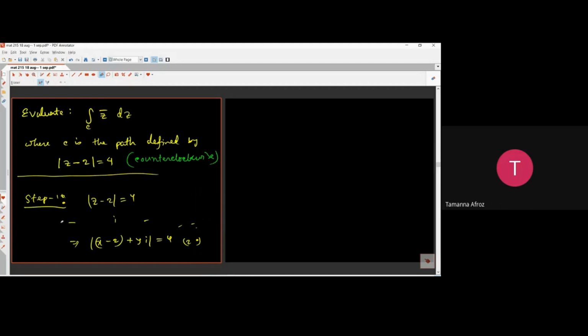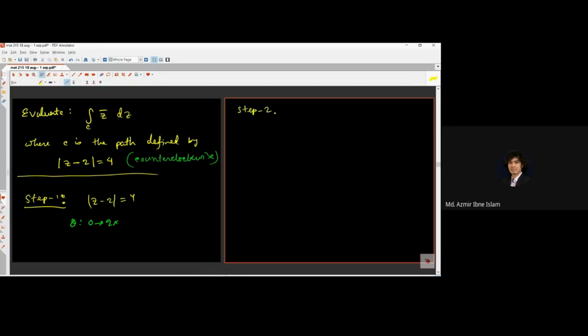Yes, sir. Okay, if we have modulus of z minus a equals r, that will obviously always be a circle. Since it is a full circle, the limit will be 0 to 2 pi. So theta will be from 0 to 2 pi. Now step 2 is converting dz to d theta.